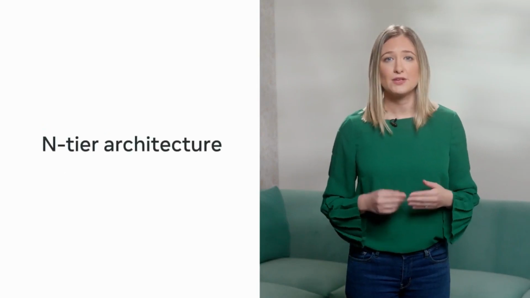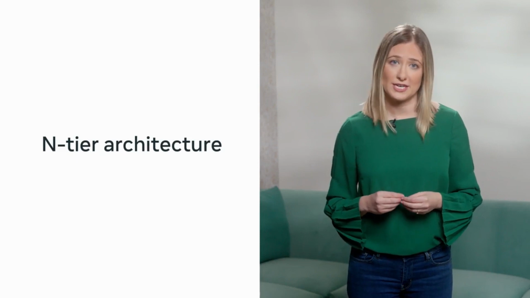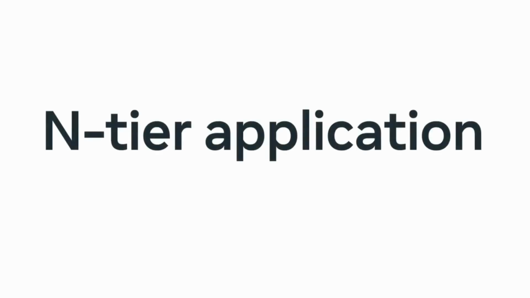Now let's discuss N-tier architecture in two types, 3-tier and 4-tier architecture. In modern application development, there can be any number of tiers. When an application's architecture is split into multiple tiers, it's called an N-tier application. These days, 3-tier architecture is the most commonly used N-tier architecture. Some developers also use a 4-tier architecture when required.